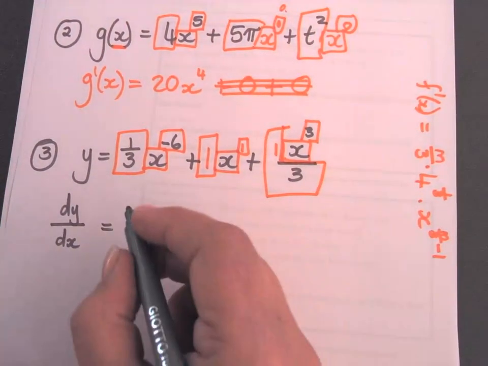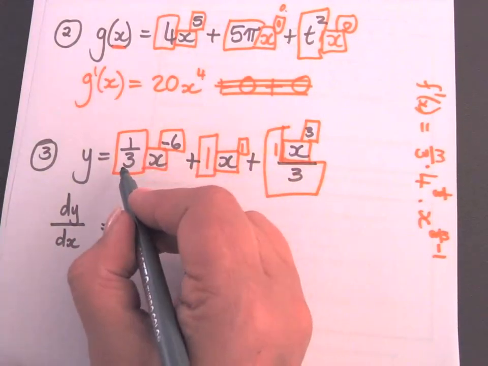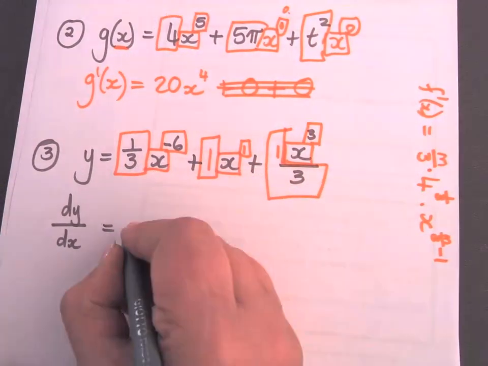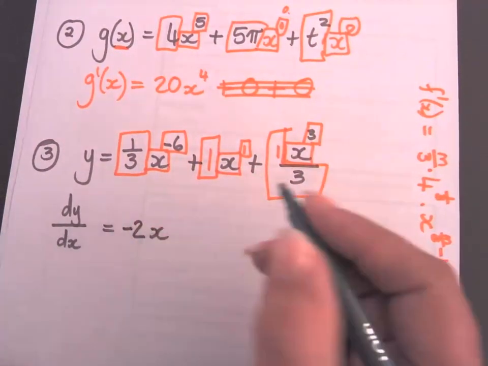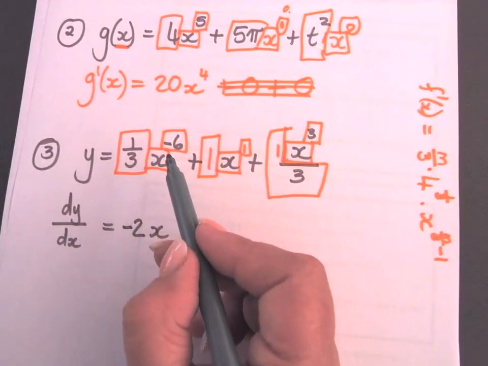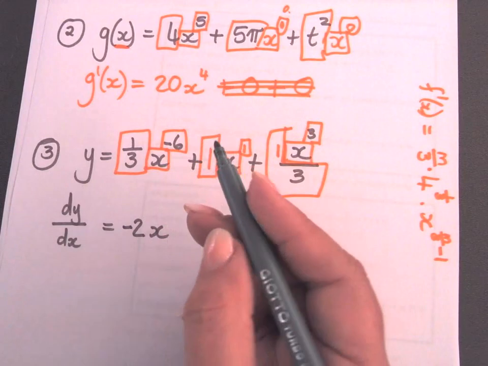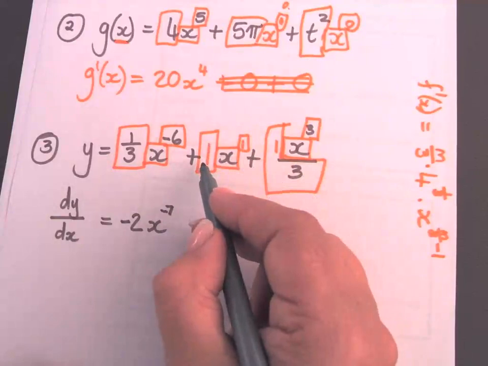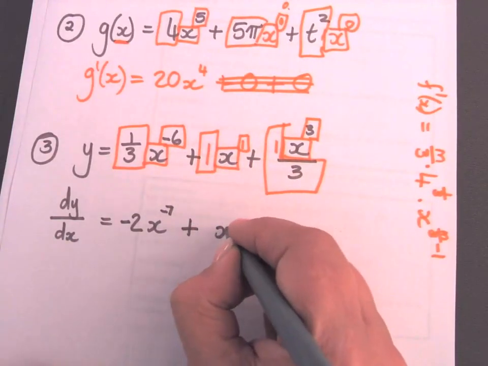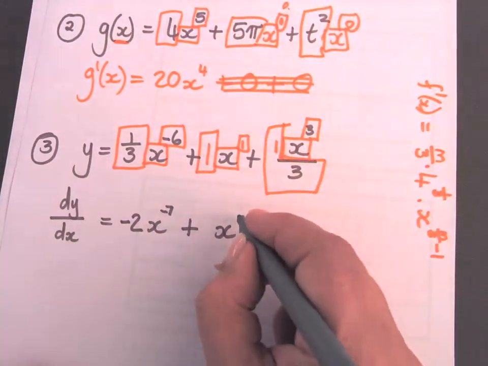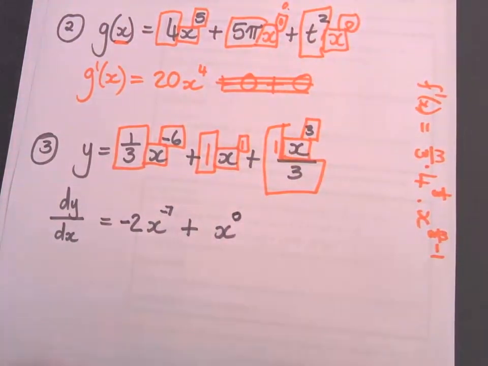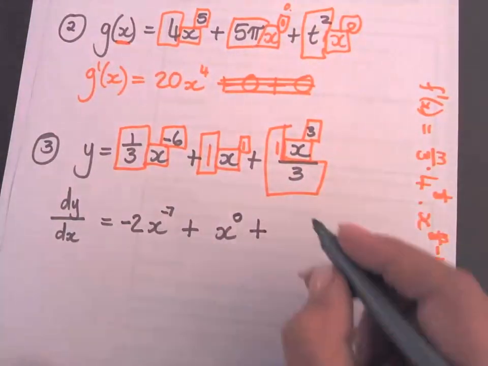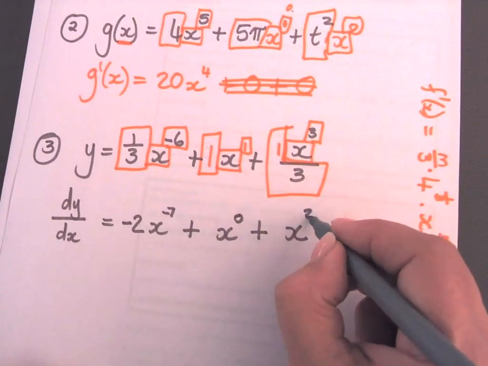And now you multiply. Minus 6 times a third is what? Minus 2. Wakey wakey. Minus 6 minus 1 is what? Minus 7. Are you awake now? 1 times 1 is 1. x to the power of 1 minus 1 is 0. You have to write the 0. Plus 3 times a third is 1. x to the power of 2.